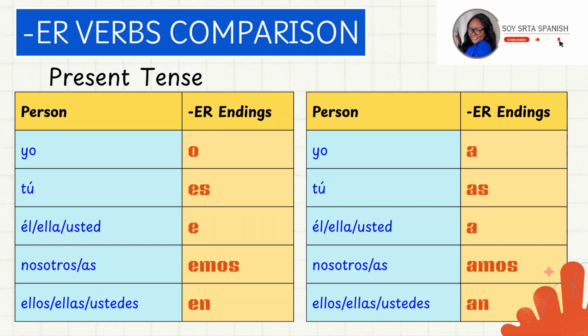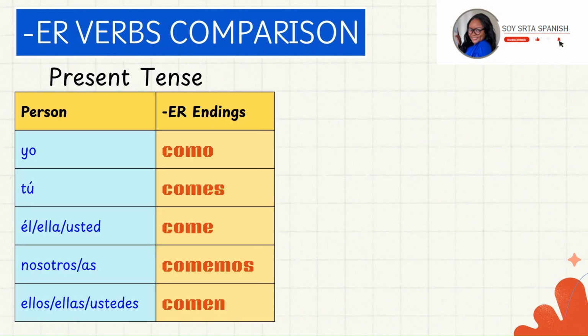The opposite of ER verb endings. And then we went on and switched out all of the E's in the es, e, emos, en to A's. As, a, amos, an. Now let's go ahead and look at another example. This is comer in the present tense. Go ahead and pause the video to see if you could put comer in the subjunctive mood. What would the conjugations look like?